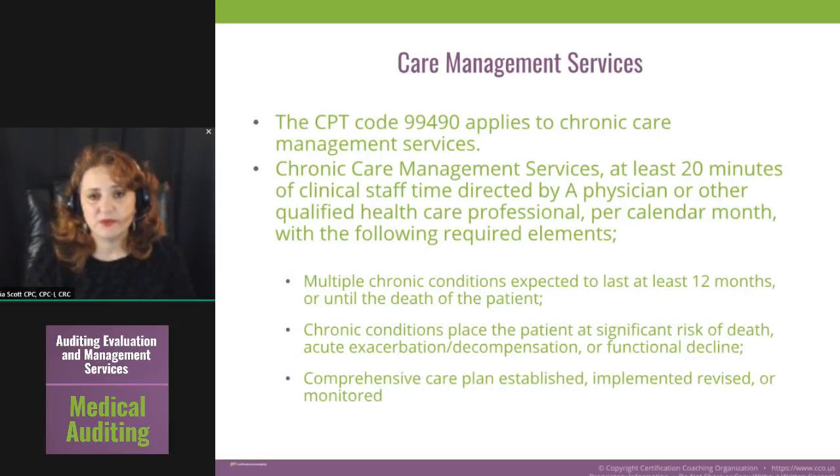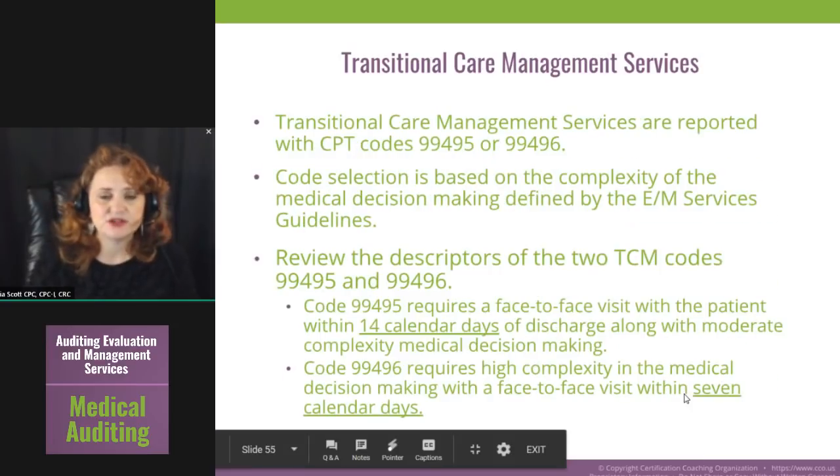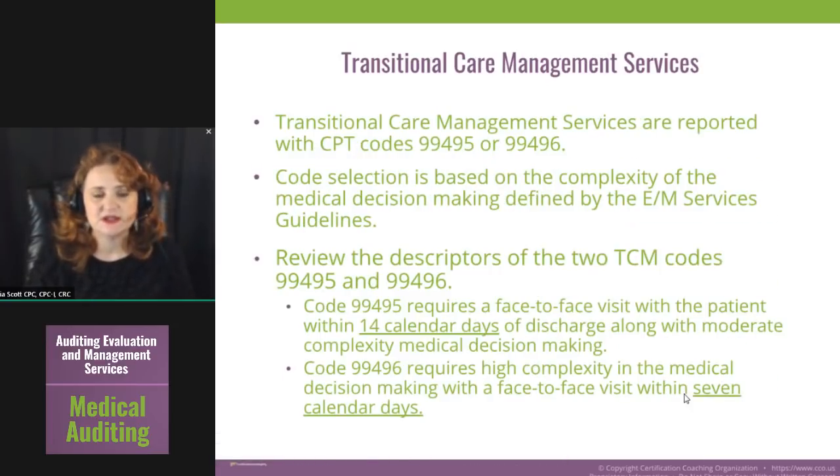So that could be hospice, right? Chronic conditions place the patient in significant risk of death. Again, we're thinking hospice. Acute exacerbation or decompensation of or functional decline is occurring. We have a comprehensive care plan established, and we're implementing and revising and monitoring the patient through that care plan. So again, ultimately hospice is where you're going to see that code used a lot.